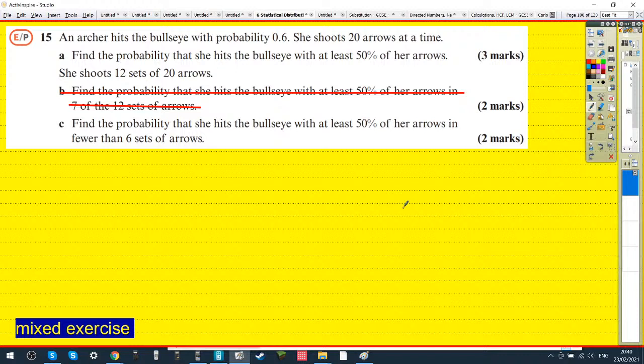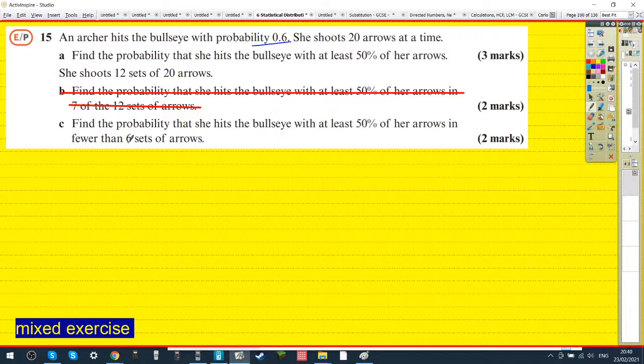So would the probability be 0.5 for this? For part A or C? A. I believe the probability is 0.6. Okay. So they've phrased it in a way to throw you off with that 50%.